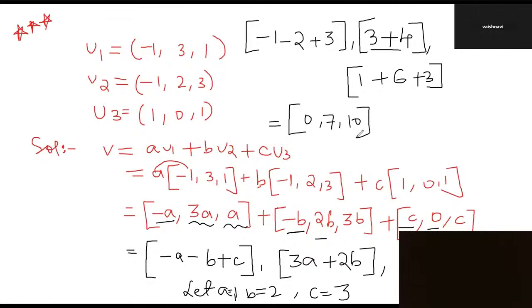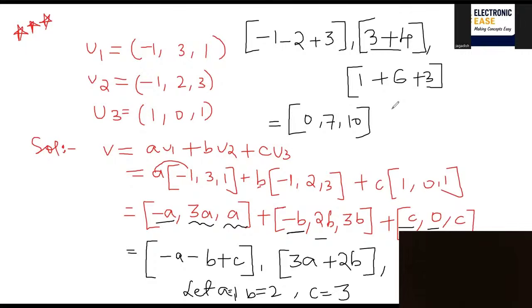0 7 10. Wait, we made a mistake here. Somewhere we made a mistake. So U3 is 101 only, we have taken, right? Yes, it's correct. In my notes I have made a mistake, children. Whatever we have done here is correct. The sign was wrong because I have taken -1 in my notes here, but we have taken 0.